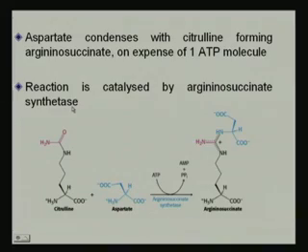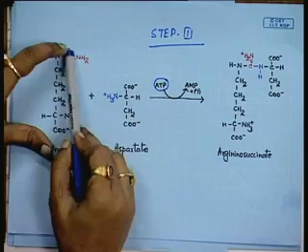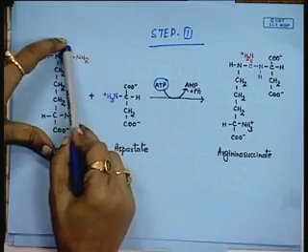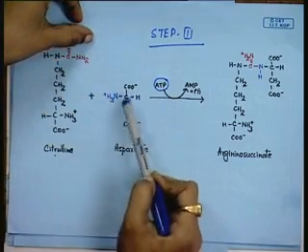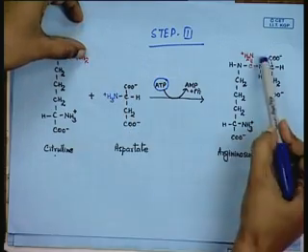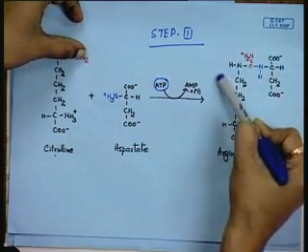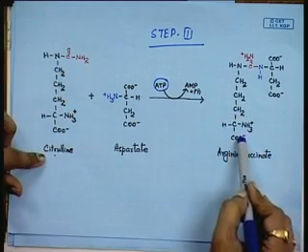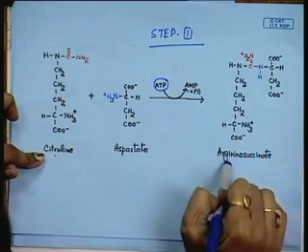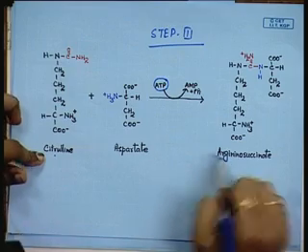Here we can see that the transfer of this group is taking place, and the amino group of this aspartate is going and getting bound, and the new group is getting connected with the citrulline, producing arginosuccinate. This is the condensation reaction.